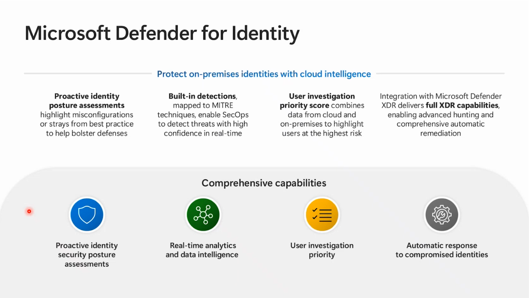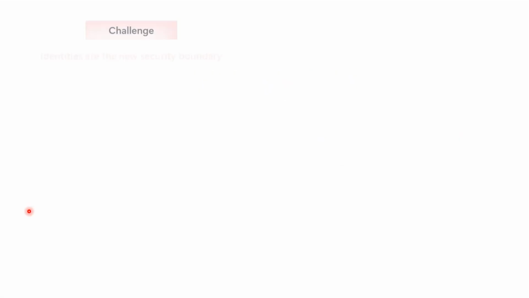But what do we do about those identities, those user accounts that are on the local network, on the domain? We should have that same preoccupation. So now what we can do through Defender for Identity is we can leverage the power of Entra to monitor those identities for us.